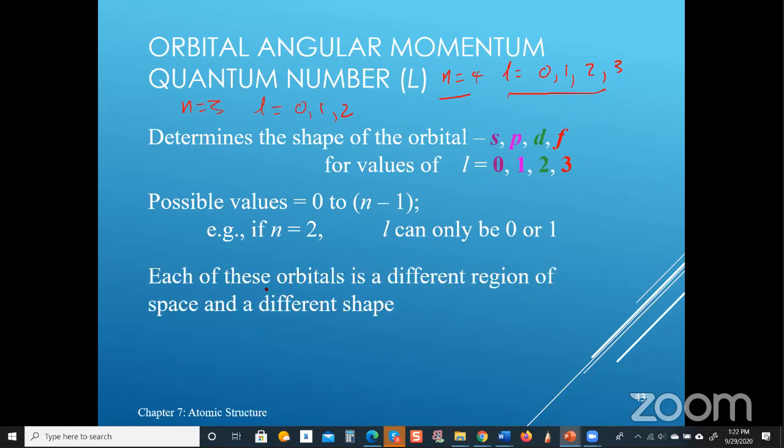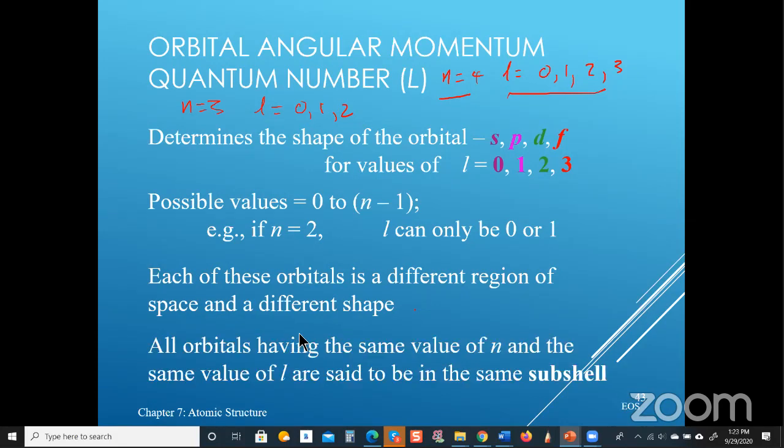Now, each of these orbitals has a different shape, and they will be in a different region of space, okay? And all orbitals having the same n value and the same L value are said to belong to the same subshell, all right? So we're going to see some examples of that shortly.